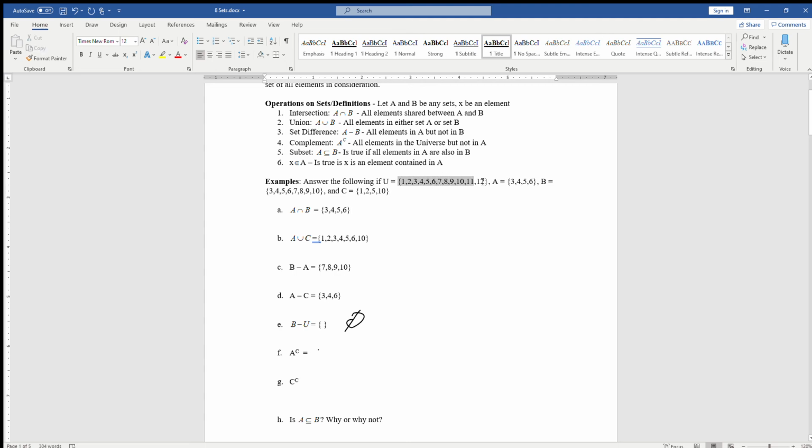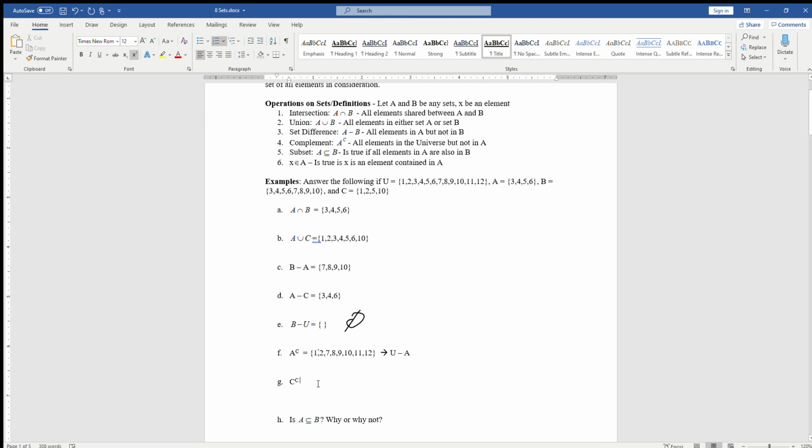So what I'm going to do is I'm just going to copy the universe, and I'm going to get rid of 3, 4, 5, 6. And that's what a complement would be. All right, so again, everything in the universe, but not in set A. It's basically U minus A, might be another way to think about it. So if you think about that as U minus A, that's another way to think about how to figure out a complement.